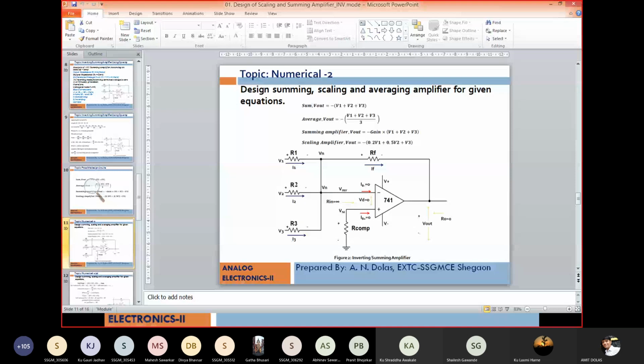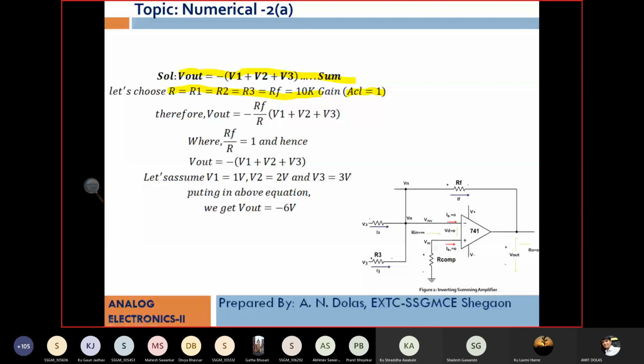which is V out equal to minus of V1 plus V2 plus V3, where let's choose R equal to R1 plus R2 plus RF equal to 10K, and gain will of course be 1. And if you need gain, then we may change the value of RF, that we'll see during the simulation time. So here RF by R1 is set to 1. So the output is equal to V1 plus V2 plus V3, that has a minus sign.